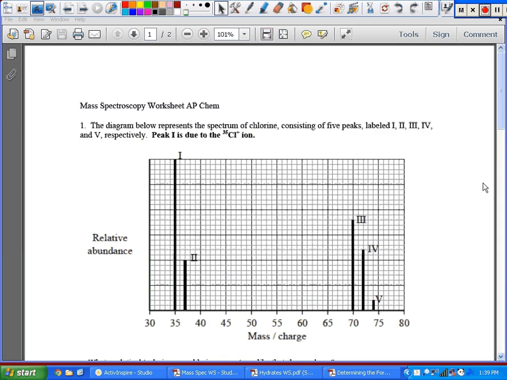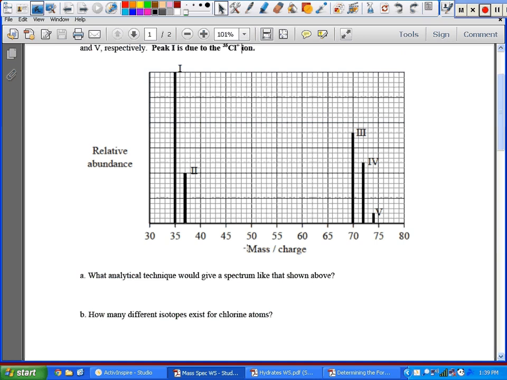Okay, guys, to pick up where we left off on Friday, I want you to notice something. If you see this particular diagram on a question, what diagram is this? This is a mass spec diagram. Remember what this is showing you. What does relative abundance mean?